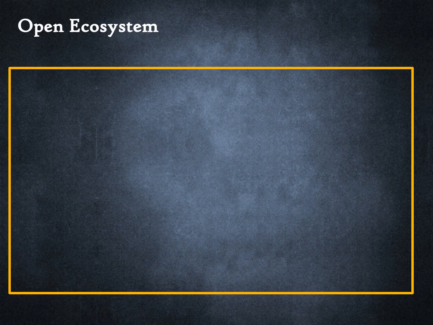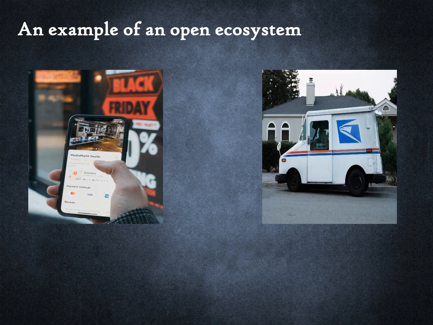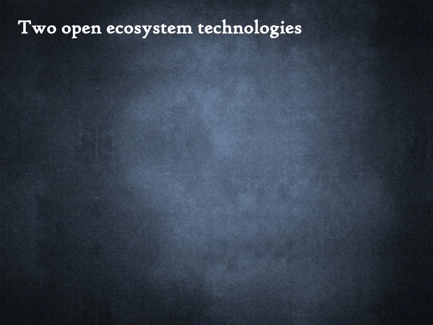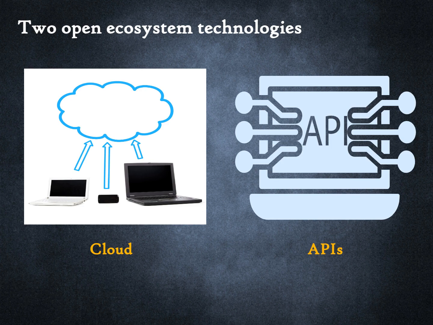Open ecosystems refers to a set of businesses that can interact with each other digitally in real time to fulfill a customer need. A common example of an open ecosystem that we encounter in our daily lives is when we order from an e-commerce marketplace and the goods are delivered to us by a third-party shipping company, like the Postal Service. The e-commerce company's systems and the shipping company's systems can communicate with each other to deliver us a seamless experience. The open ecosystem is enabled by 2 primary technologies, the cloud, and application programming interfaces, or APIs. Let us look at how each of these 2 technologies enable embedded finance.